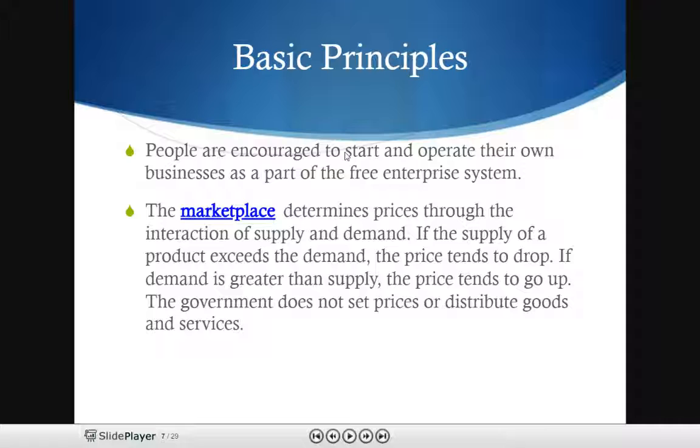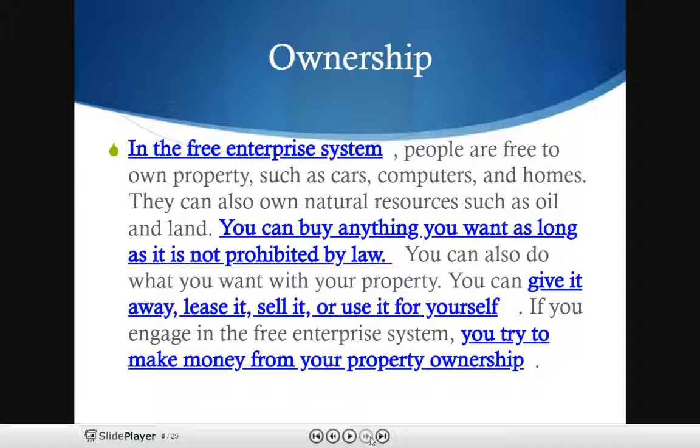If the supply of a product exceeds the demand, you have more product than people who want to buy it, the price tends to drop. If demand is greater than supply, in other words, more people want it, but there's not enough for everybody, the price tends to go up. The government does not set prices or distribute goods or services.